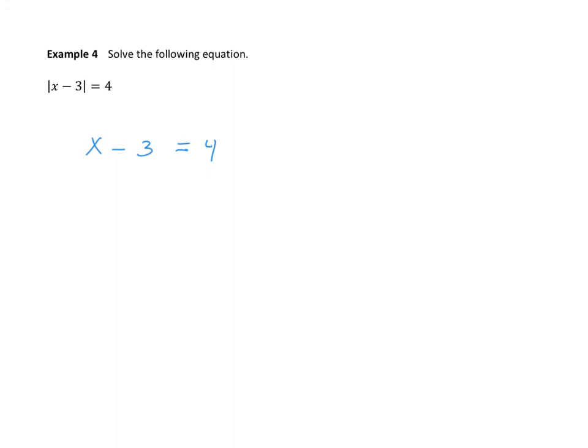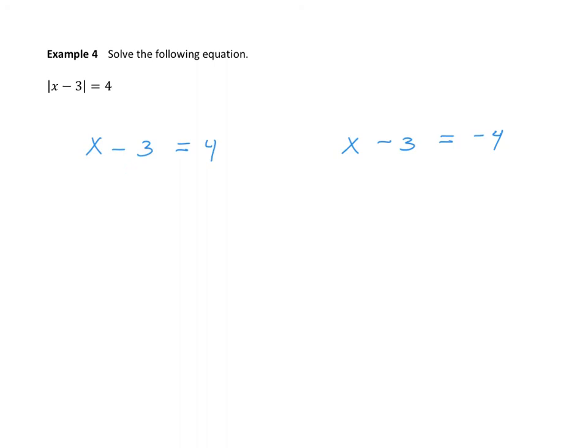But there is another possibility. It could be that the thing inside the absolute value, which is x minus 3, is equal to negative 4. What this equation is saying is put negative 4 inside the entire absolute value. This will also give us a solution to this equation. What this means is when dealing with an absolute value equation like this, you can actually write down 2 separate equations and it'll give us 2 different solutions. These are both pretty simple to solve.